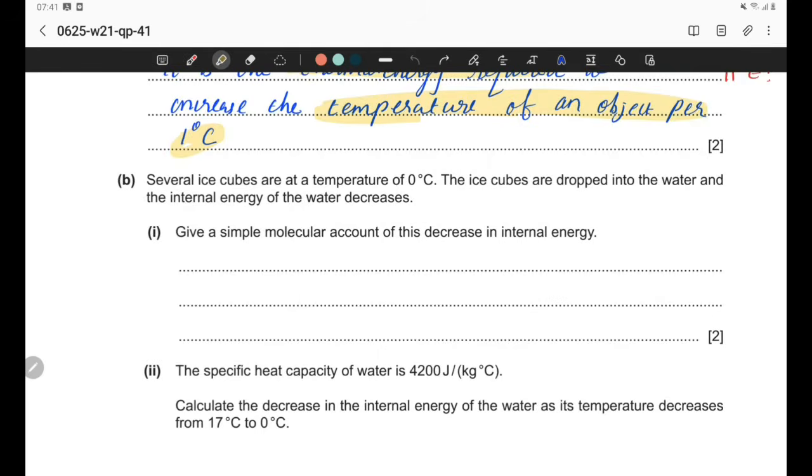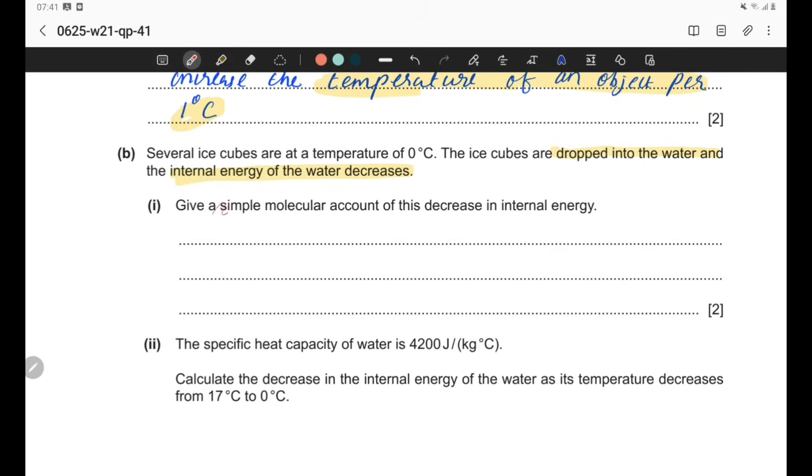Question B. Several ice cubes are at a temperature of 0 degrees Celsius. The ice cubes are dropped into the water and the internal energy of the water decreases. Give a simple molecular account of this decrease in internal energy. So we just need to know when the temperature decreases, what will happen to internal energy. So here we need to know that as the ice cubes are dropped into this water, the temperature of the water will definitely decrease.